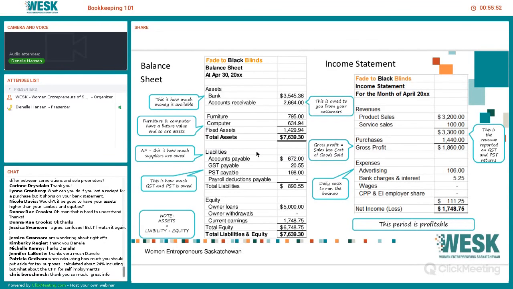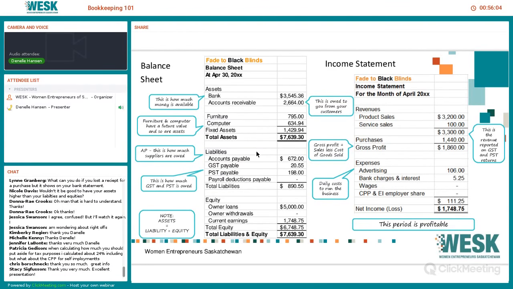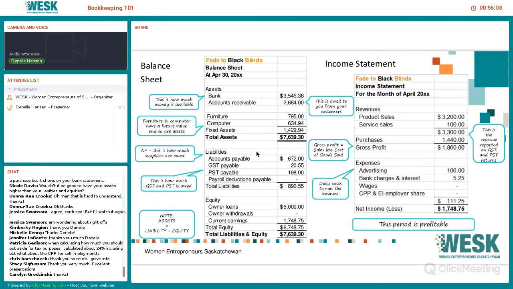Yeah, 24% is probably not too bad. That'll be fairly comparable depending on how much money you're making each year. And hopefully you have other amounts that you can deduct against it, so that'll help you out there.